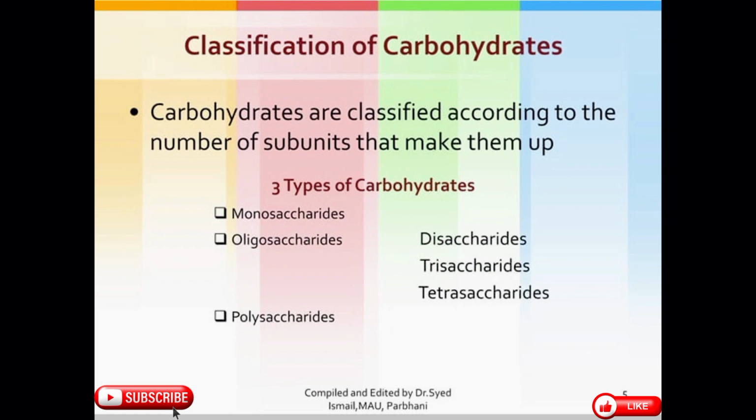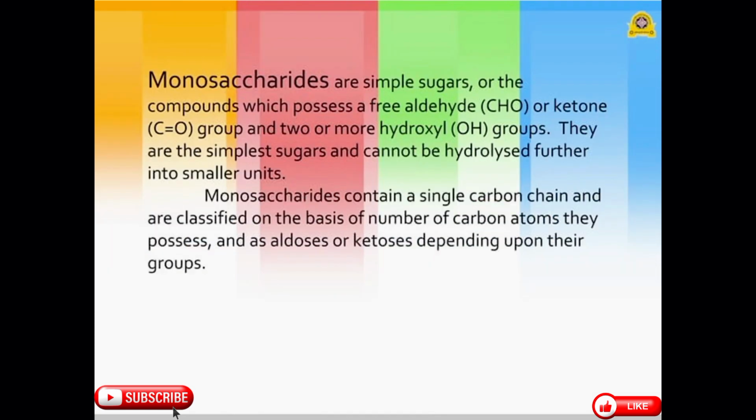Classification of carbohydrates. Carbohydrates are classified according to the number of subunits that make them up into three types: monosaccharide, oligosaccharide, and polysaccharide. What is a monosaccharide? Monosaccharides are simple sugars, compounds that possess a free aldehyde or ketone group and two or more hydroxyl groups. Mono means one, saccharide means sugar unit. Carbohydrates that cannot be further hydrolyzed into smaller or simpler units are known as monosaccharides. Monosaccharides contain a single carbon chain and are classified on the basis of the number of carbon atoms they possess.